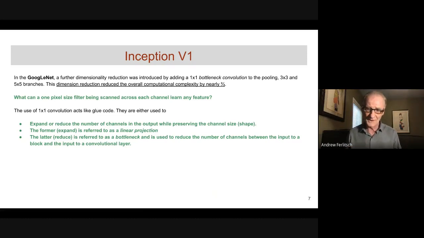What they did is they added a one-by-one bottleneck convolution to the pooling, 3x3 and 5x5 branches. And this reduced the complexity by nearly 2/3. Yet in their ablation study, they got just as accurate results.